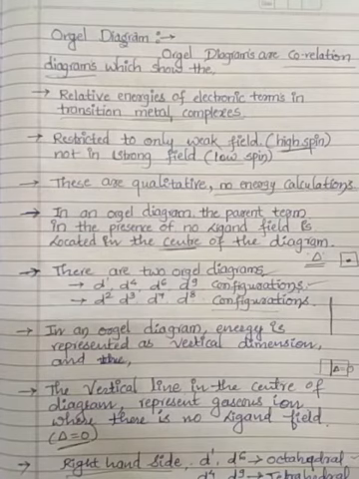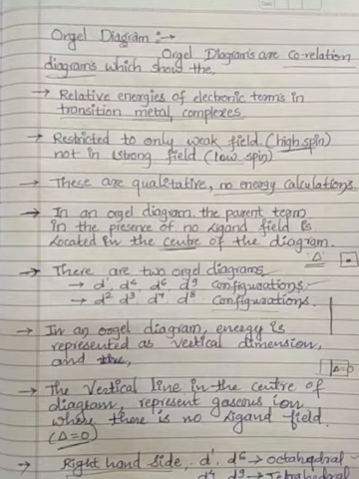Orgel diagrams are correlation diagrams which show the relative energies of electronic terms in transition metal complexes. Orgel diagrams are restricted to showing only the weak field, that is high spin cases, and offer no information about the strong field, that is low spin cases. Because Orgel diagrams are qualitative, no energy calculations can be performed from these diagrams.